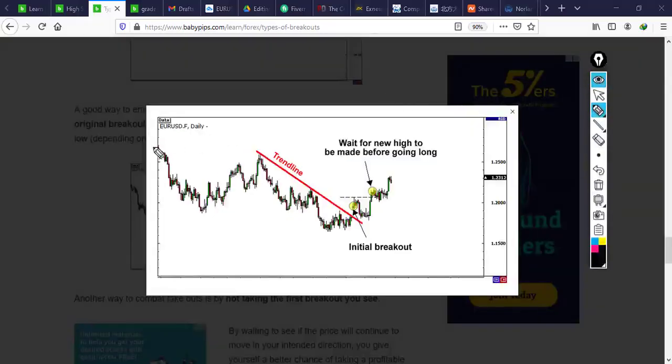So let's see the example we have here. Now price has been coming from the downside, and price got here and it has been going down. So we have a trend line, and this is a downward trend line. Now what do we expect? We expect price to hit this trend line and come back down, making a new low to the downside. But instead of doing that, what did price do?